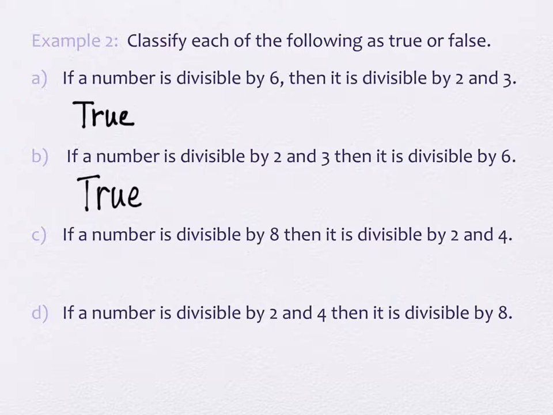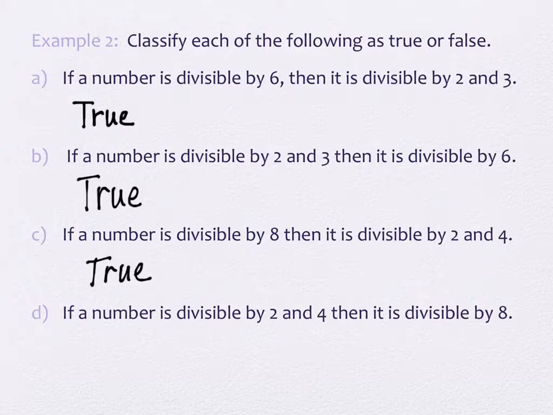How about C? If a number is divisible by 8, is it divisible by 2 and 4? Yeah, it is. It's that theorem that's back in the earlier part of this section, right? If it's divisible by 8, it has to be divisible by any component of 8. So this one is actually also true. How about for D, though? If a number is divisible by 2 and 4, then it is divisible by 8.